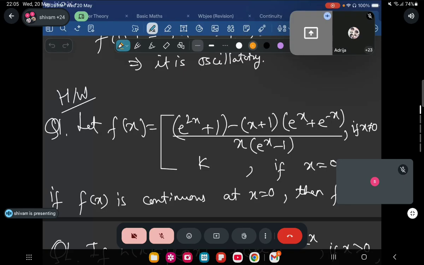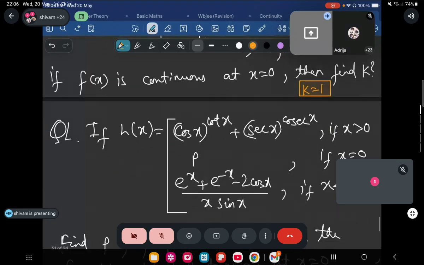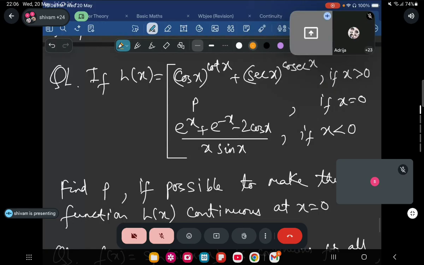Okay, first one, the answer is k equal to 1. Anyone having any doubt, you can ask me now. Next, number two. Number two, p will be equal to 2. If there's anyone having any doubt, you can ask me now. Sir, can you solve this one?